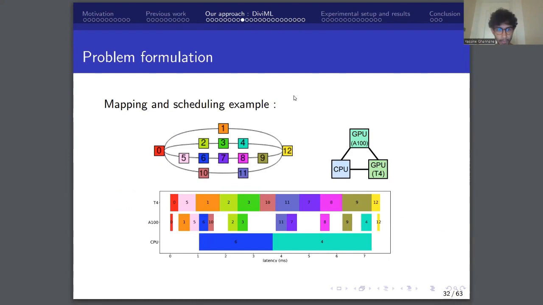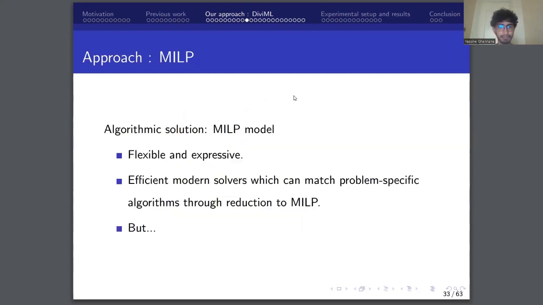Let's look at an example of a schedule for a single inception module that has been mapped and scheduled on an example heterogeneous platform composed of one CPU and two GPUs. Examples of leveraging data parallelism can be seen in operation 0, which has been processed simultaneously on the T4 and on the A100, and of model parallelism, the processing of operation 2 and operation 6 in parallel.